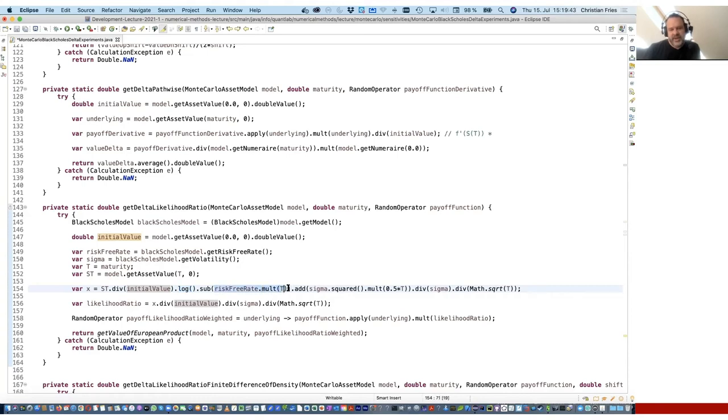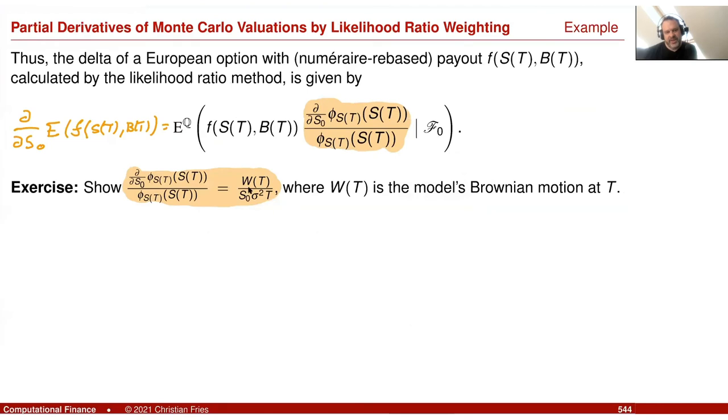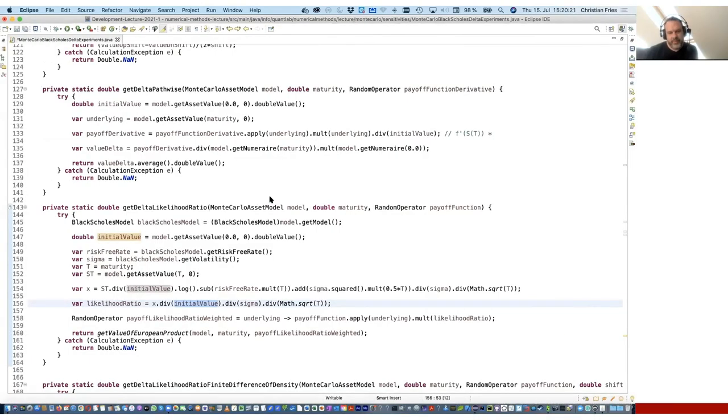And then I'm subtracting actually R capital T, and I'm adding minus 1/2 sigma squared. So you know the part that is here in front from here to there is just the sigma W of T. And then I'm dividing by the sigma. And I'm also dividing here by the square root of t, and here I'm also dividing by the square root of t. Here I'm again dividing by sigma. I'm here dividing by S0. So that looks very much like W of t divided by S0 divided by sigma squared divided by t. This is the weight then.